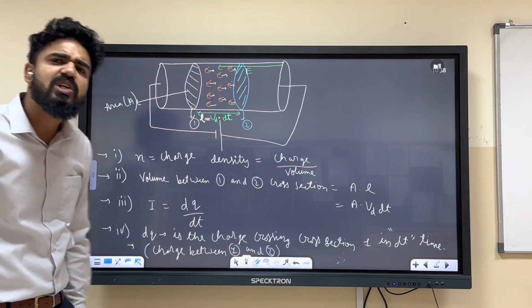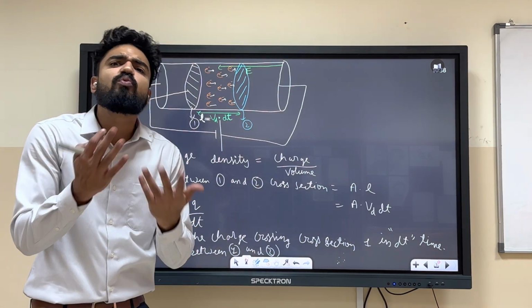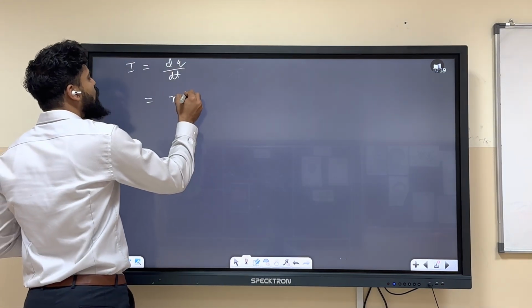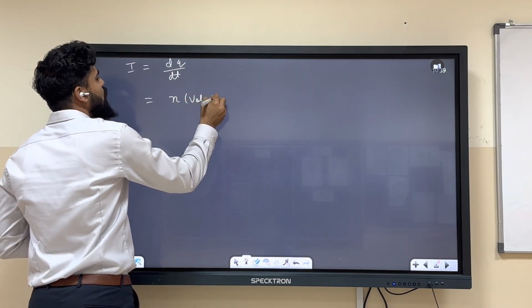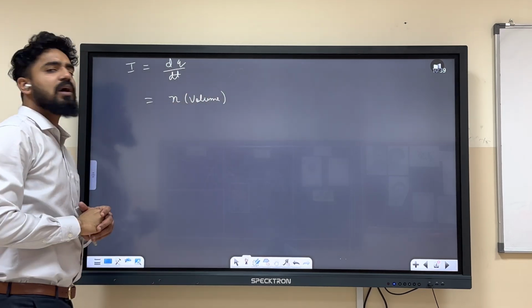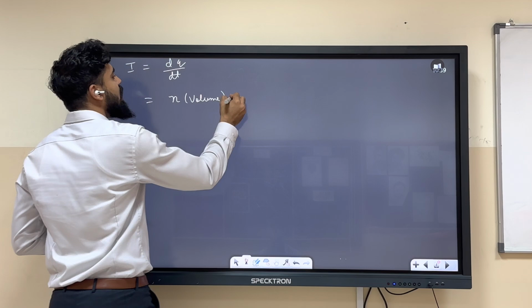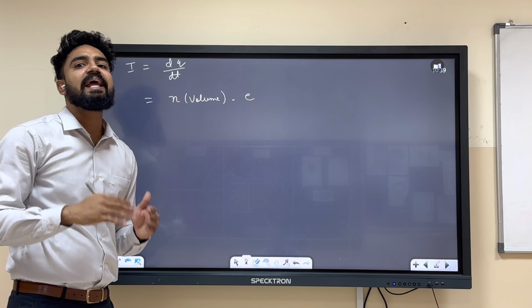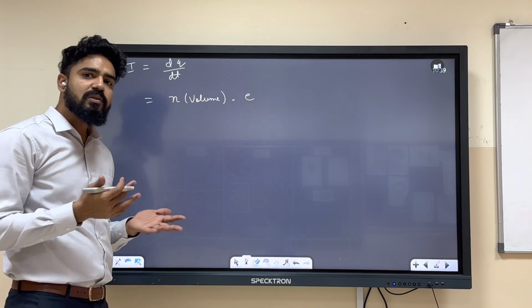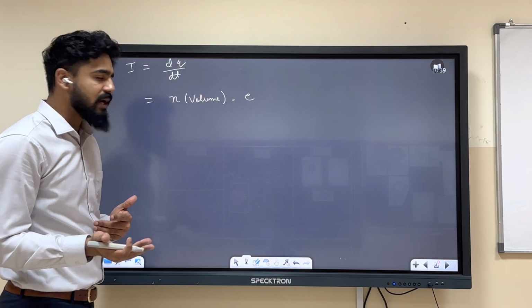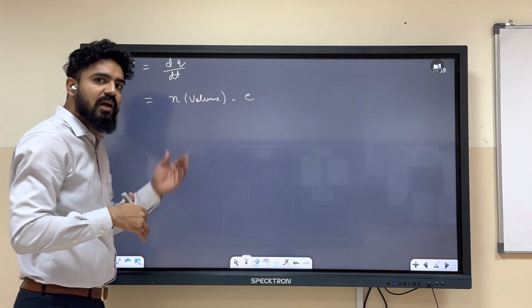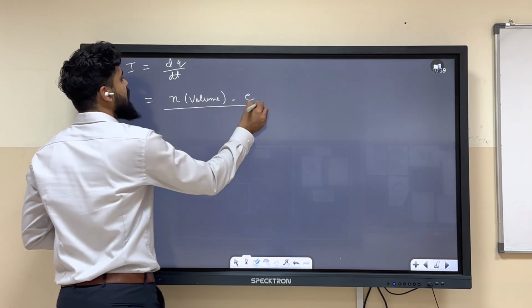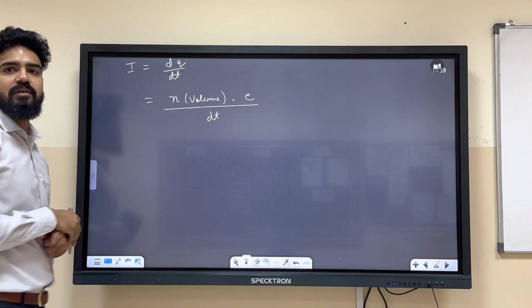So how will we write it? How many charges are there? Obviously charge density into volume. Done. Look, dq is charge density into volume. That gives the number of charges, and into the charge of the electron. So q is Ne, the number of electrons into the charge of electron. Here n is charge density; you multiply it with volume and get the number of electrons, into electron charge, divided by dt. Correct?